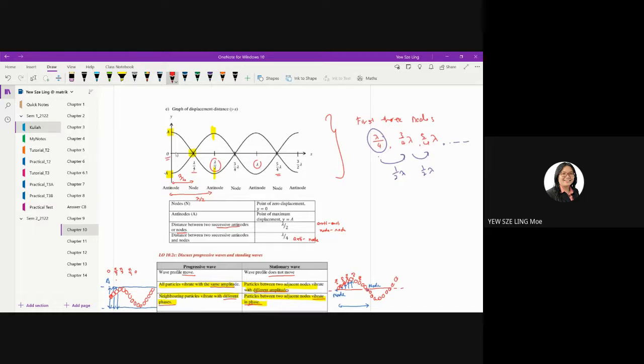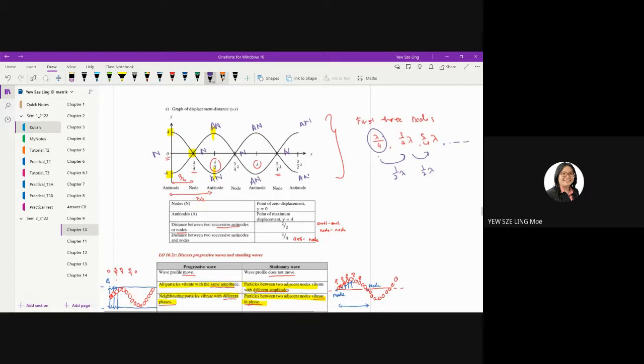You cannot include 0, because sometimes questions will state that you determine the position except when x equals 0. So you need to know where is node and where is antinode. That is very important. We have nodes at 0, when y equals 0, this is our node. And for antinodes, we have the maximum value here, which is located at the amplitude. So that is our antinode. You need to know the position in order to calculate the positions of every single node and antinode.